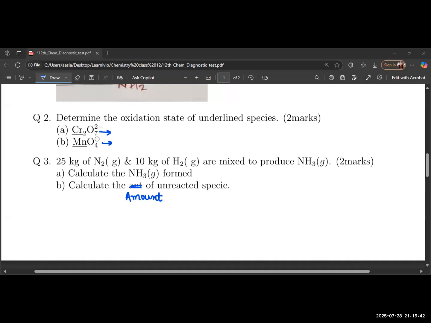Yes, it's a test, beta. So oxidation state is basically oxidation number. You must have studied it in class 9, right? So basically, just let the unknown, the underlined species whose oxidation state you have to find, be x, right? And ma'am, what is the oxidation state of oxygen?